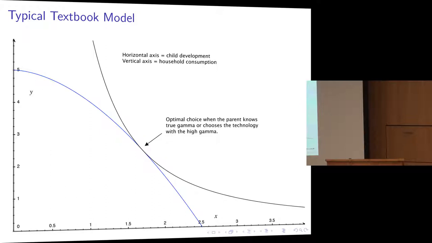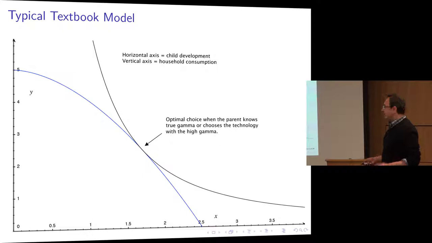Why does this matter? The typical textbook model would have two constraints, which is a combination of the budget constraint with the production function of human capital. The budget constraint is shifting this up or down, and then the production function is affecting the curvature here. Okay, this is the story that's going on. The typical model would say we're going to search for a point in which these two curves are actually tangent, which would be this level.